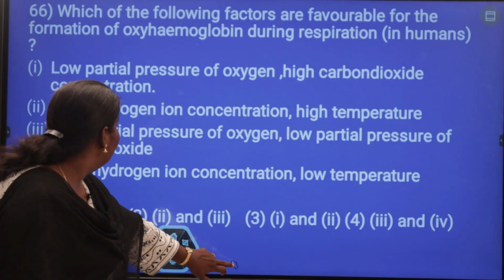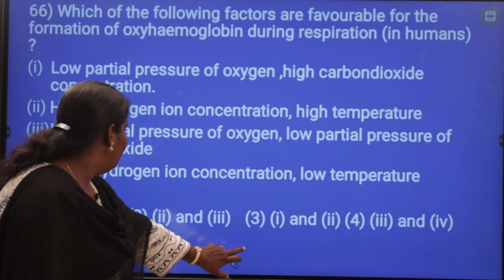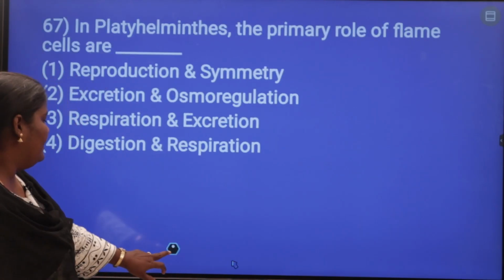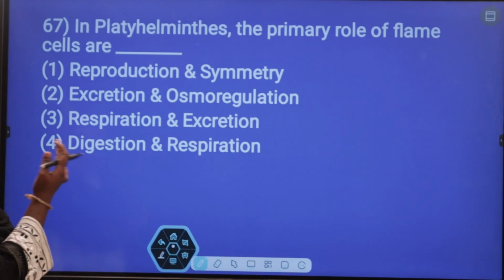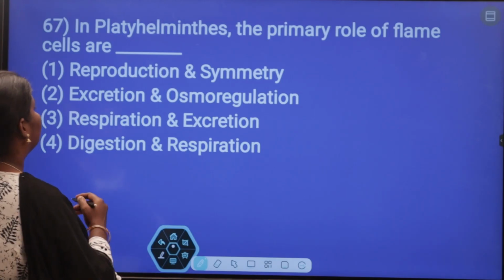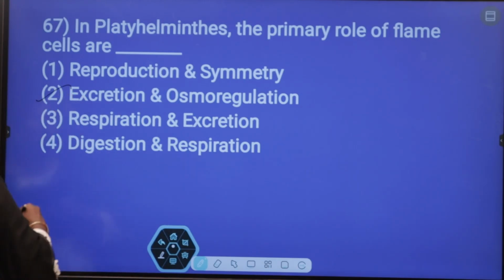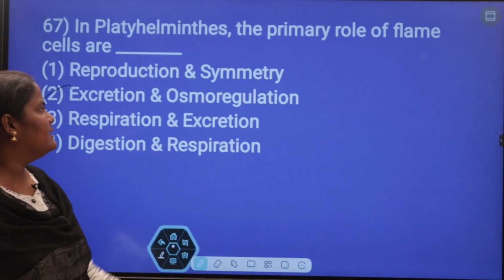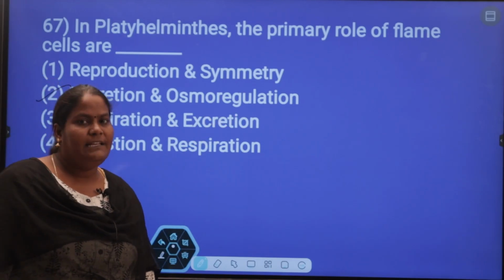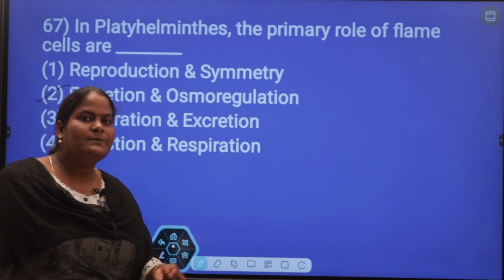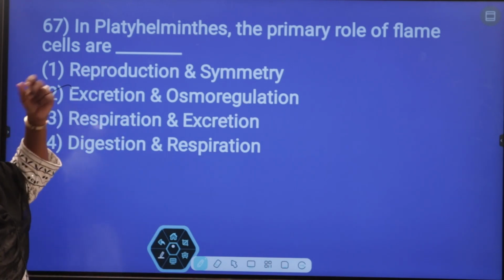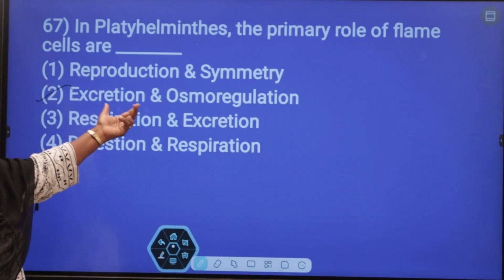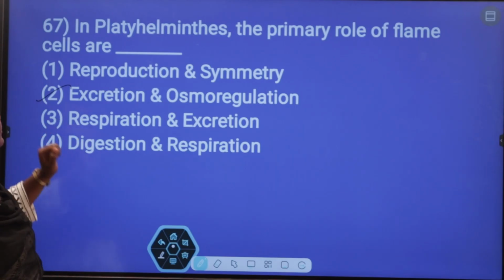67. Again animal kingdom. In Platyhelminthes, the primary role of the flame cells, again a direct textbook question. The primary role of the flame cells is excretion and osmoregulation. The animals present even inside liquid forms need to maintain their osmoregulation activity. So based on this, in Platyhelminthes the flame cells are involved in excretion and osmoregulation. Option 2.